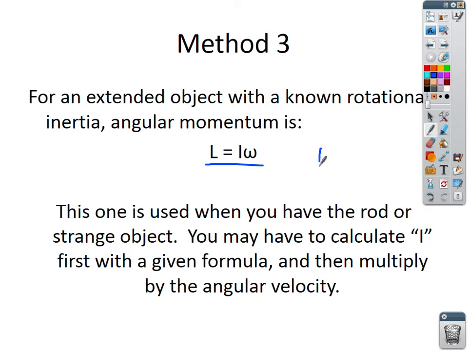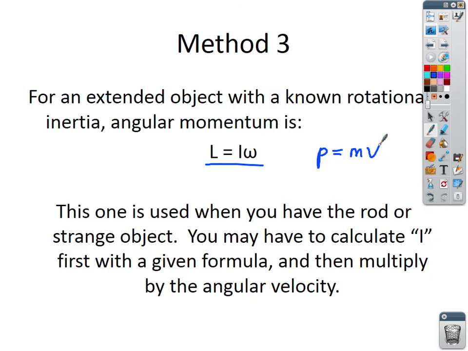So this is the one that's closest related to the linear version, where L is similar to p, I is similar to m, omega is similar to v. Basically the analogous terms related to it. And again, as you can see, we can calculate both linear and angular momentum at the same time. There will be problems where we'll confirm that the linear and angular momentum is conserved, so you're going to have to do it as two separate problems.